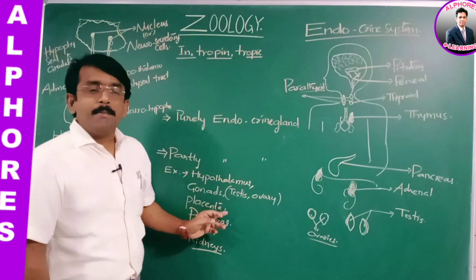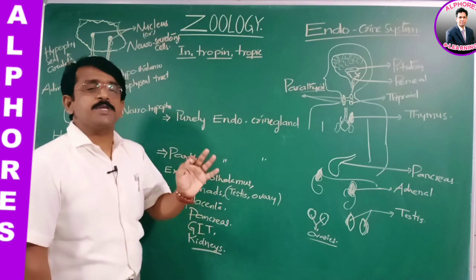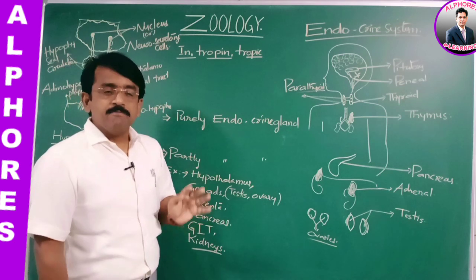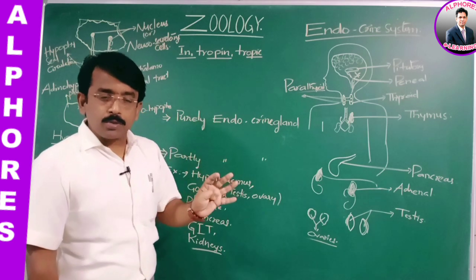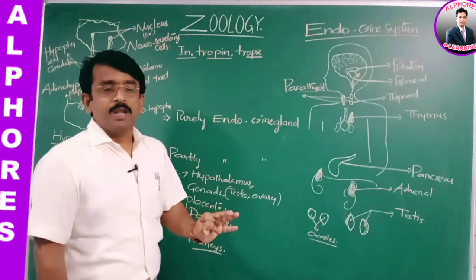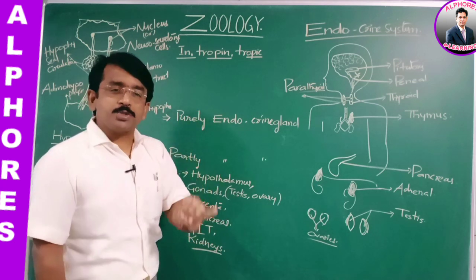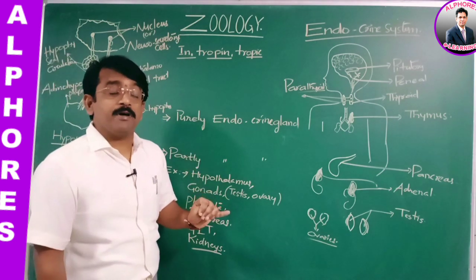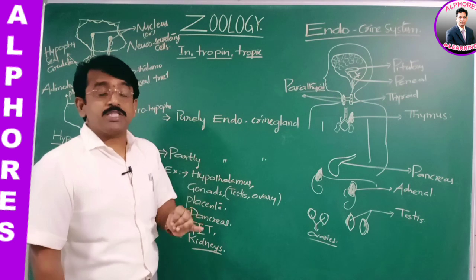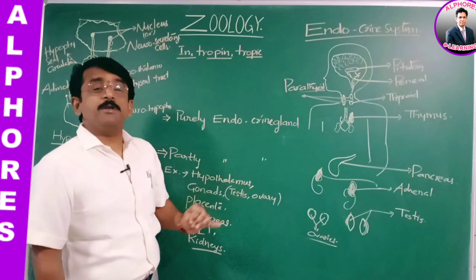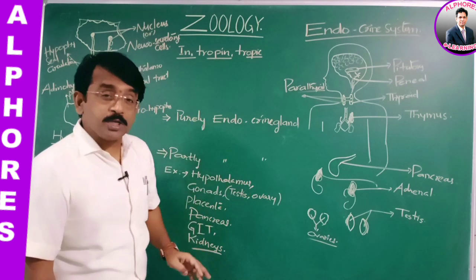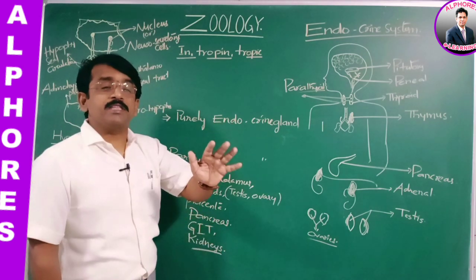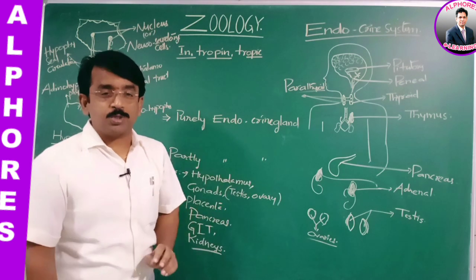Next, placenta. Placenta is an intimately associated structure between the womb and the fetus, which releases chorionic gonadotropin, relaxin, progesterone and estrogen hormones, and it is responsible for the exchange of gases from the mother to the fetus. It is also for protection. And the pancreas secretes the digestive juices as well as the hormones.